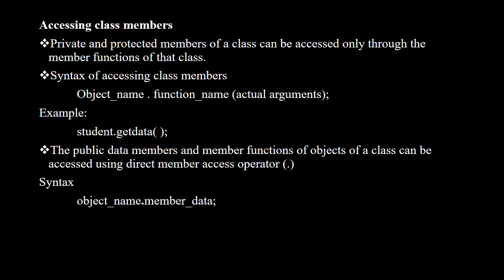If a member of a class is defined in the public access specifier, then the syntax of accessing those members is object name dot data member. For example, e1.basic = 5000. Here e1 is the name of the object and basic is the data member or variable.